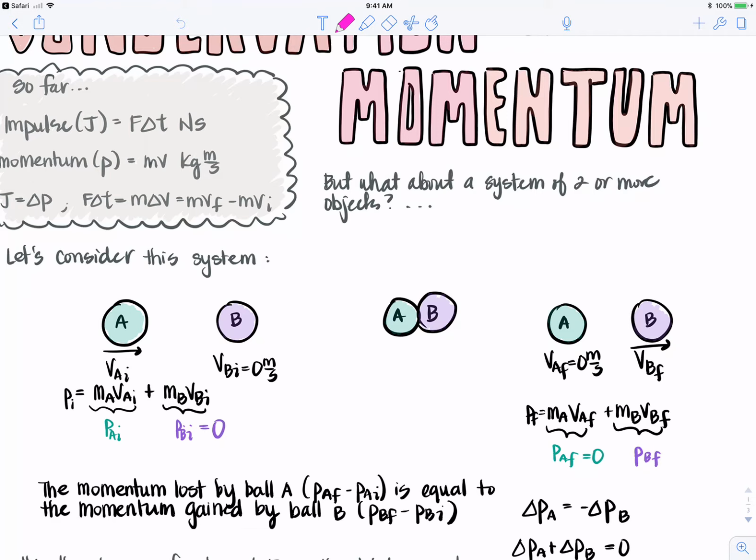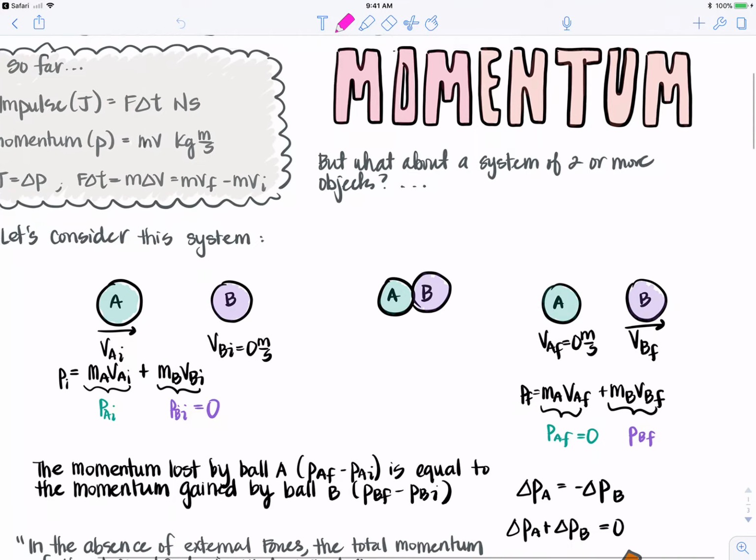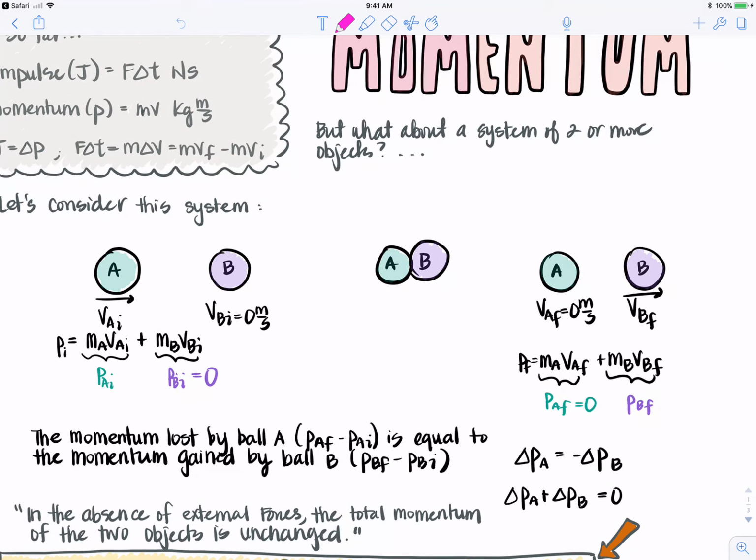That also means in this case, the change in momentum for ball A is equal and opposite to the change in momentum of ball B. So the momentum that is lost by ball A is gained by ball B. Looking here at our equation, if we add the delta PB to both sides, we get the change in momentum of ball A plus the change in momentum of ball B equals 0.